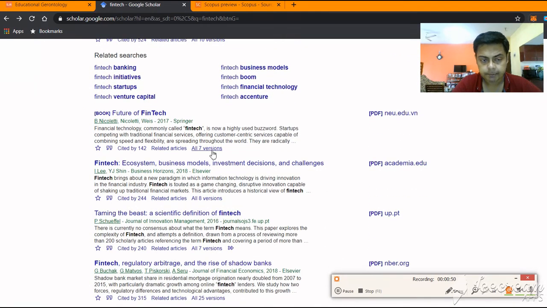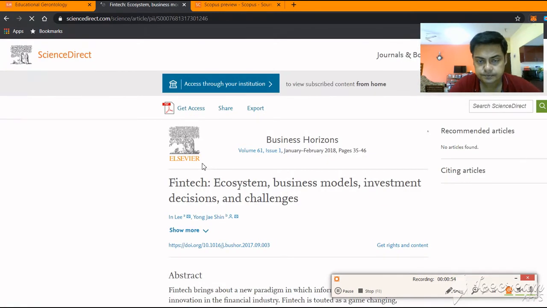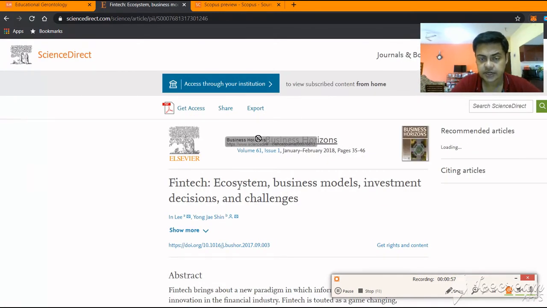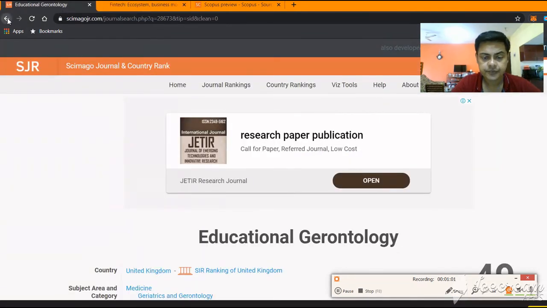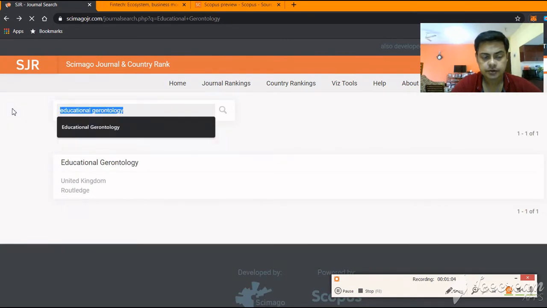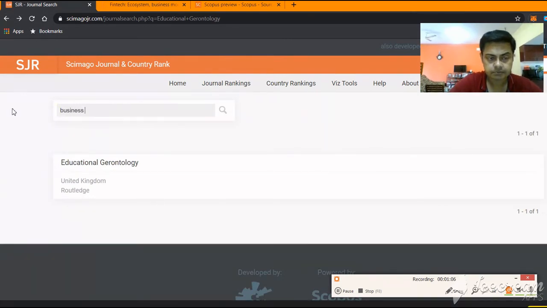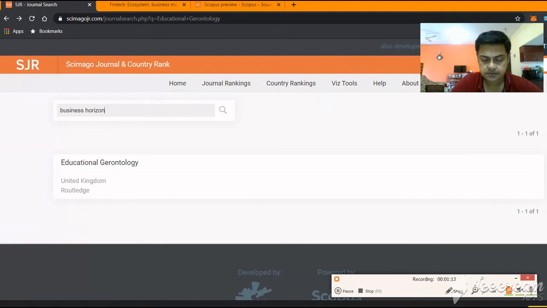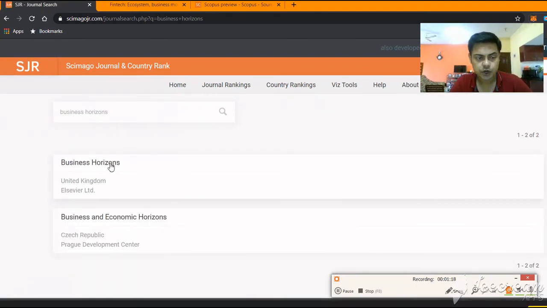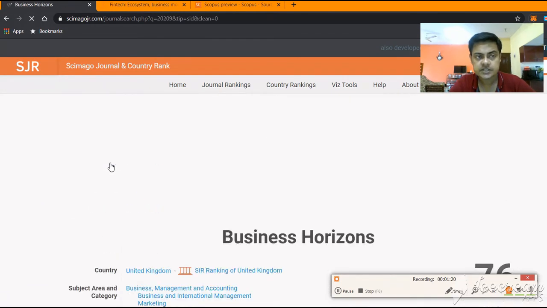Then Business Horizons. This looks like a journal of Elsevier. Yes, it's a journal, Business Horizons. So let me go to SCImago. First check is SCImago. I'll write here Business Horizon. Horizon or Horizons? Horizons, with an S. Fantastic. So we got Business Horizons, United Kingdom, Elsevier. Let us see the health of the journal.